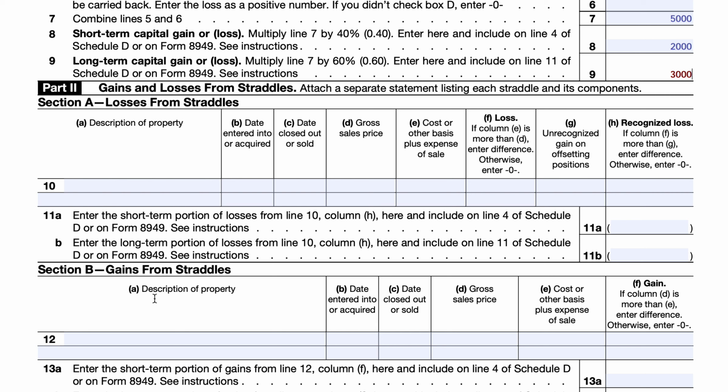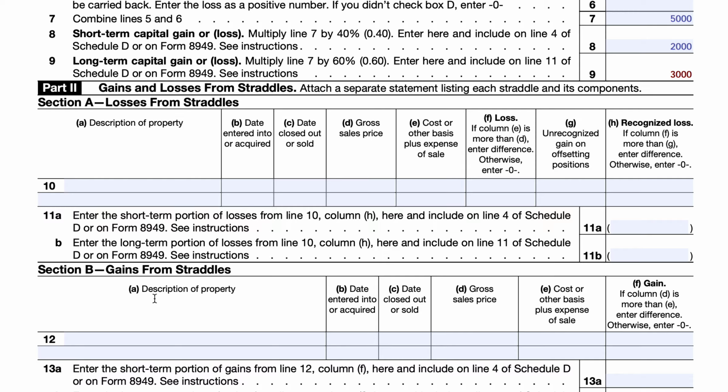However, a loss from a position established in an identified straddle after October 21st, 2004 is not allowed. Instead, the basis of each offsetting position that has an unrecognized gain is increased by the amount of the unallowed loss. And there's a formula by which you could calculate that basis increase.